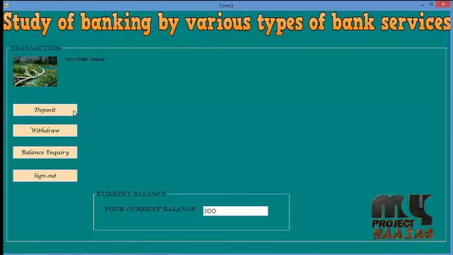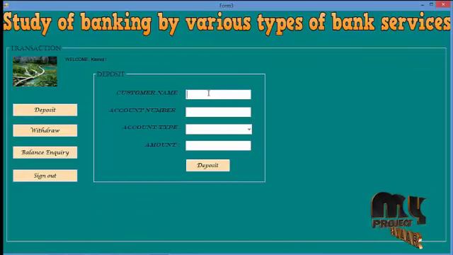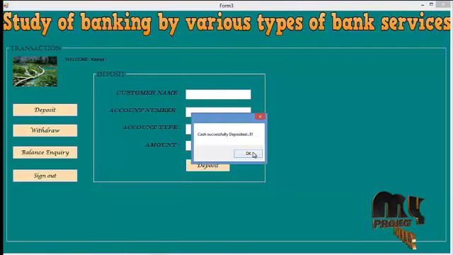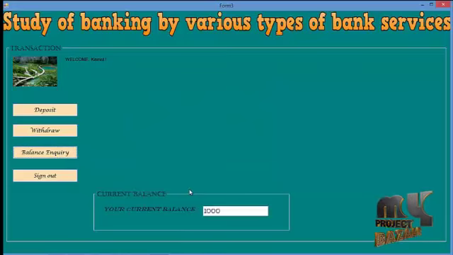Here the user can deposit by providing his name, account number, account type, as well as the amount to be deposited. Here the amount is deposited successfully. Here we can check the remaining balance.